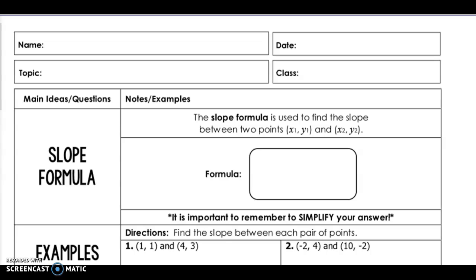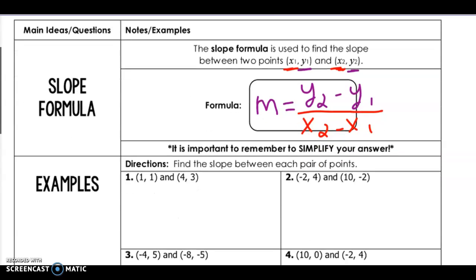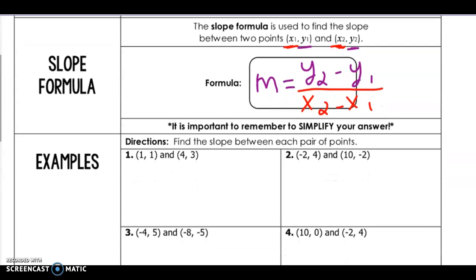So remember our formula is m equals, and up here we have y2. So I'm going to take y2 minus y1, and then on the bottom, we're going to do x2 minus x1. Okay, so that's the formula we're going to use to solve these equations. I'm just going to go over two of them and then see if you guys can go from there. If you need more, I can always make more and send another video demonstrating them.